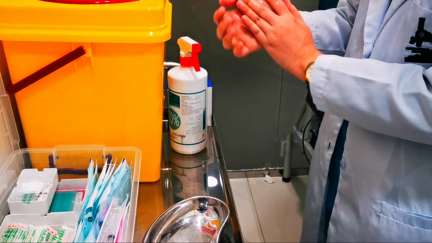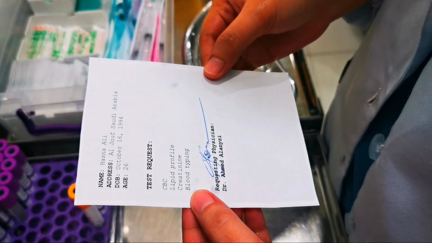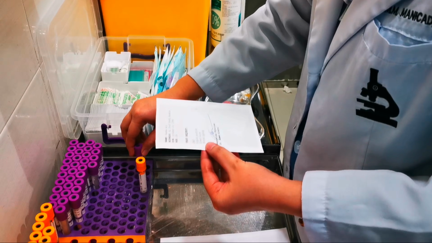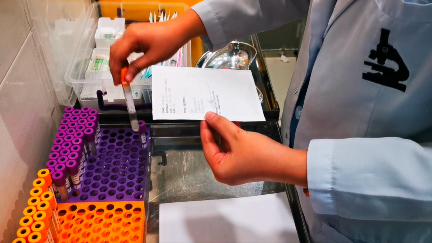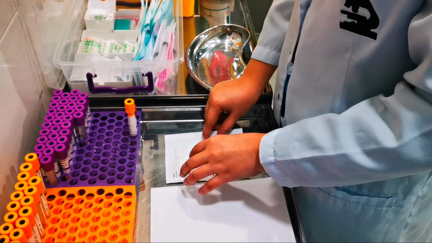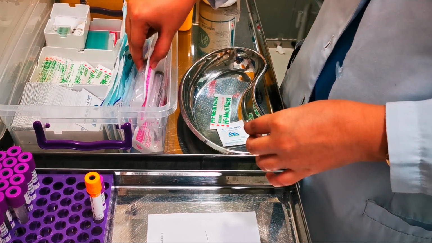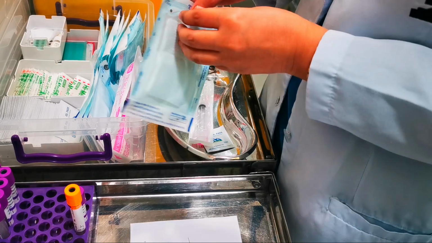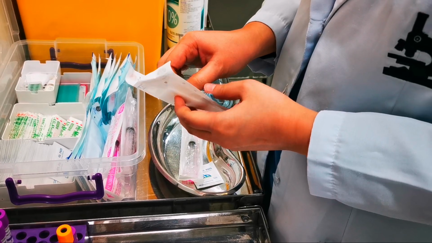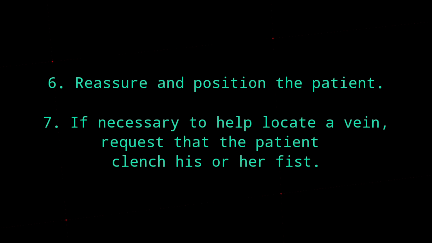First, I sanitize my hands. Then, I look at the request. CBC, lipid profile, creatinine, and blood grouping. So I need EDTA and yellow tube. I can also use the red tube, but I prefer to use the yellow tube. Then, prepare the materials. Alcohol pads, band-aids, gauze, and syringe. Because syringe lang yung ginagamit dito and walang evacuated system.